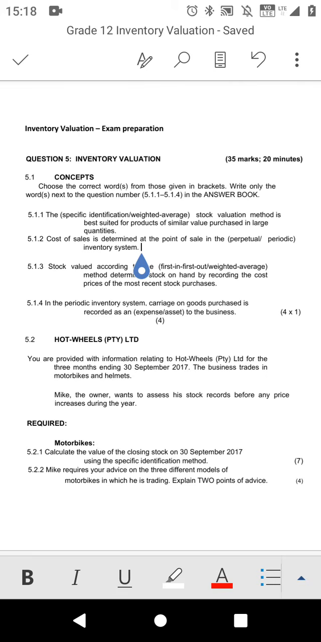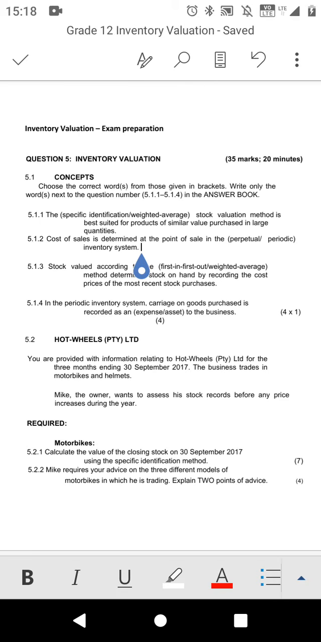The first part, we have to choose the correct word. Then 5.1.1 they said the specific identification or weighted average stock valuation method is best suited for products of similar value purchased in larger quantities.